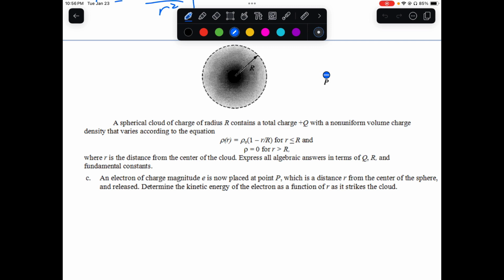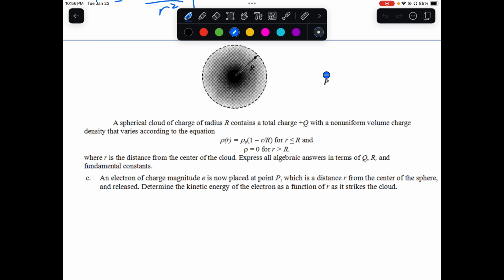But we're just looking for an expression with symbols, so we're allowed to leave it as E, just like we could write potential energy as mgh. We could leave the g in there, written as a fundamental constant. Anyway, it says to determine the kinetic energy of the electron as a function of r, where r is distance. So energy and distance.